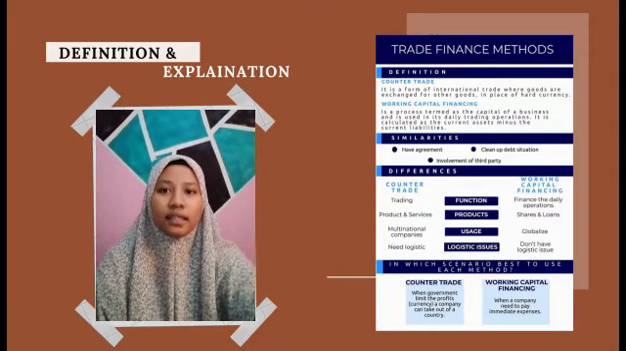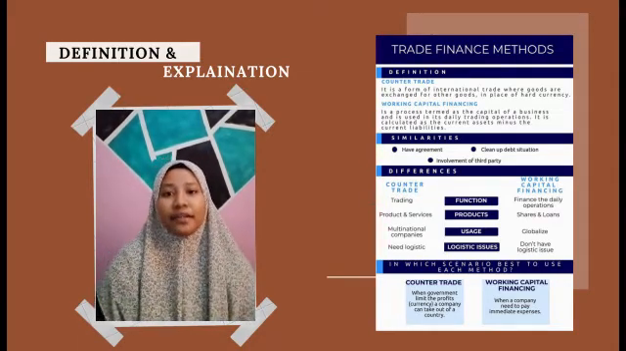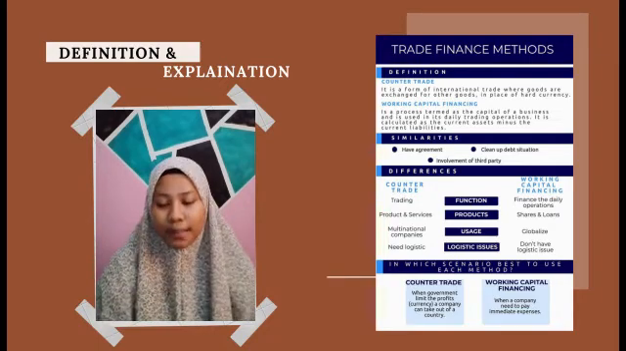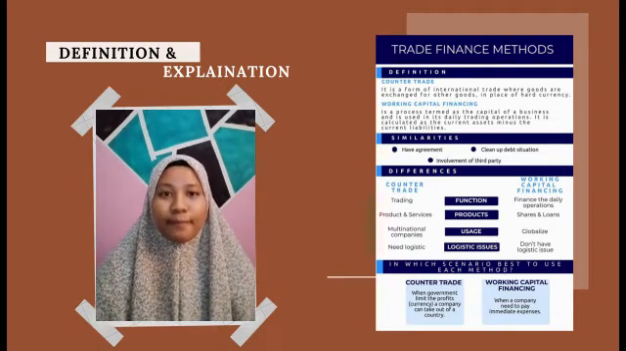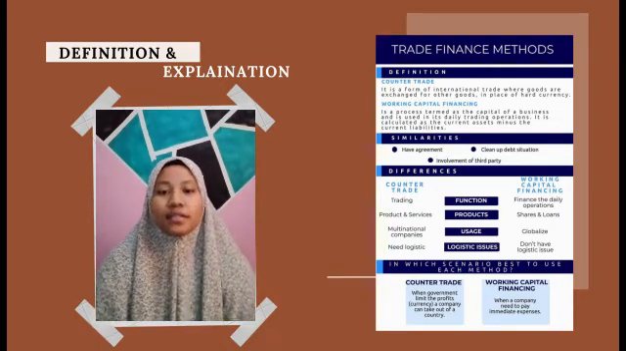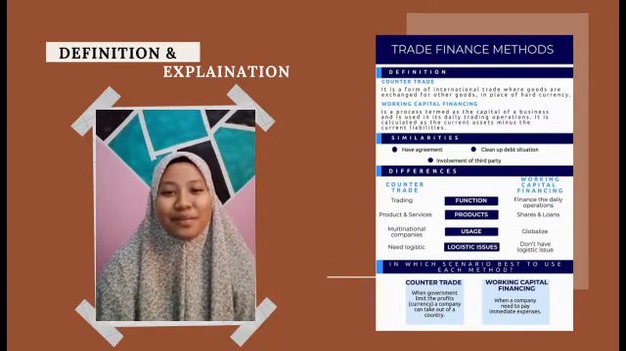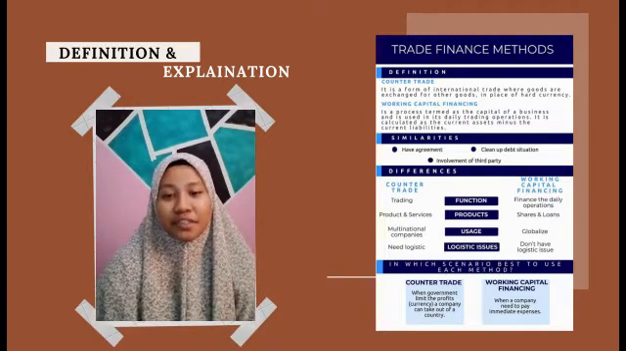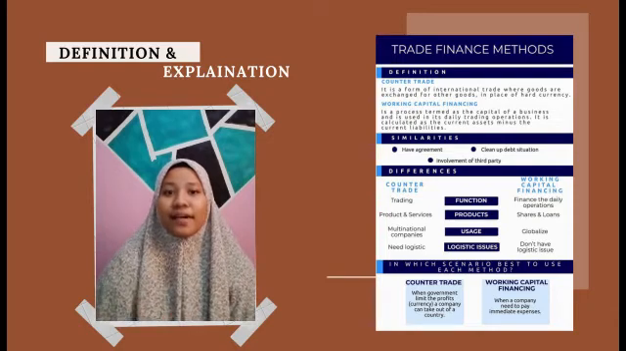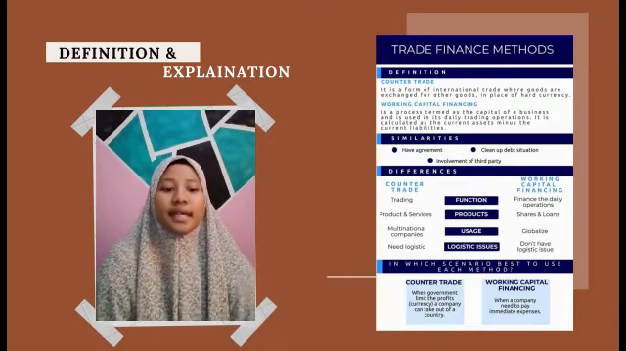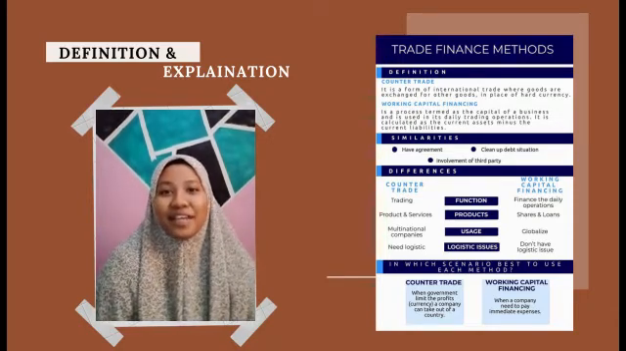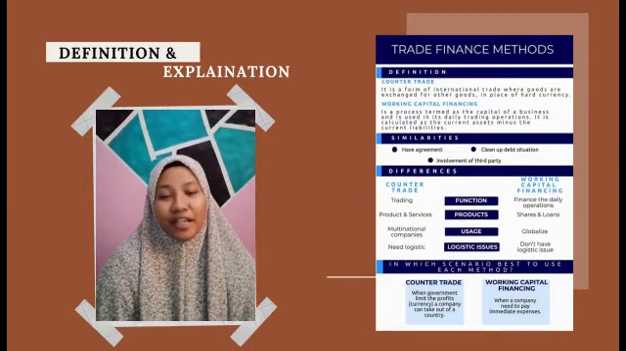Counter trade is classified into three major categories: barter, counter purchase, and offset. The barter one, we all know about the barter system, is the oldest counter trade process, which involves the direct receipt and offer of goods and services having an equivalent value.